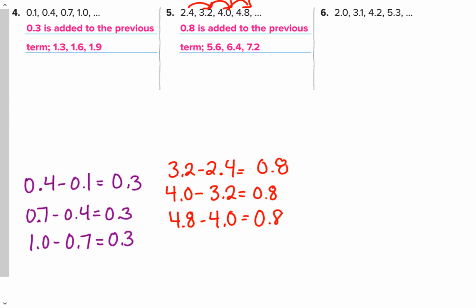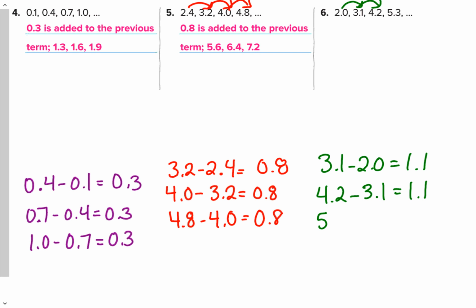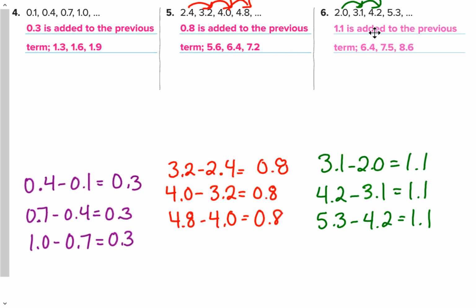Let's do our last one, from 2.0 to 3.1. Let's subtract those two. That equals 1.1. Just keep checking. 4.2 minus 3.1, that's also 1.1. And then how did we get from 4.2 to 5.3? Subtract the two of them, and that equals 1.1. So 1.1 is added to the previous term, 6.4, 7.5, and 8.6.